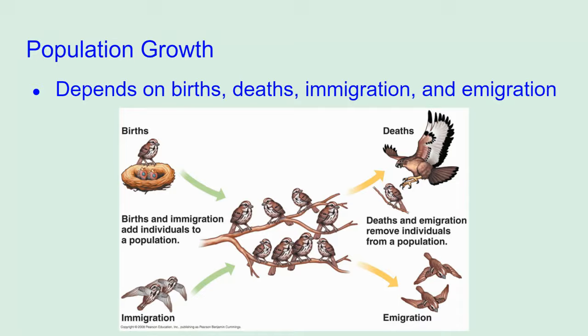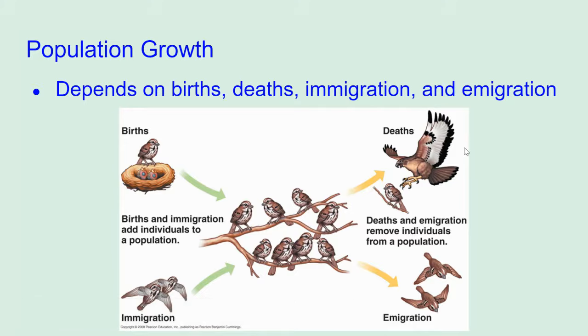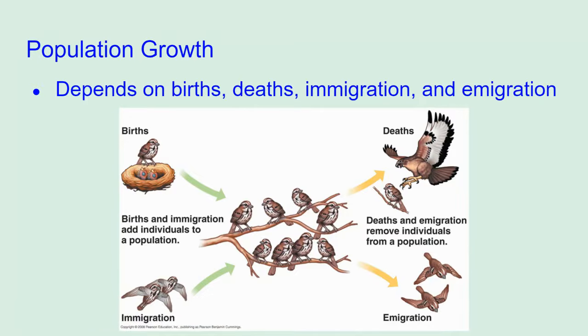Things that can have a negative impact on population size or decrease population size are deaths. So, if a bunch of organisms from a certain population are being hunted, that could cause a decrease in that population, or emigration with an E. If a bunch of individuals are moving away or leaving that population, that can cause a decrease in population.